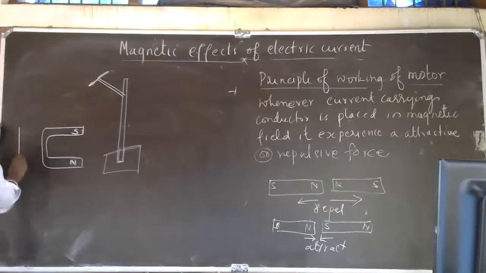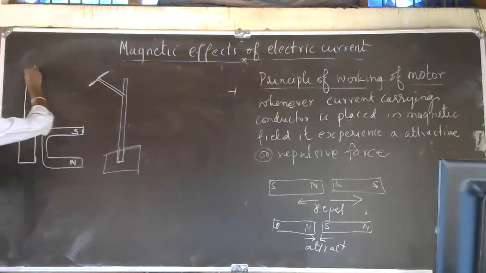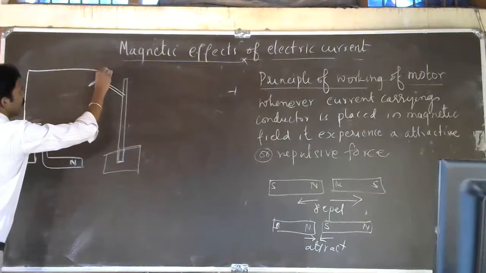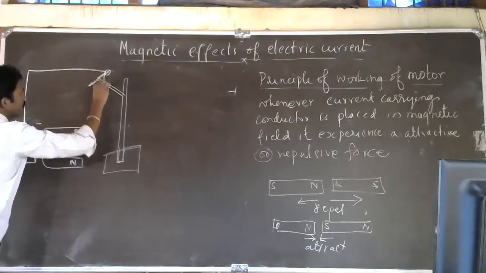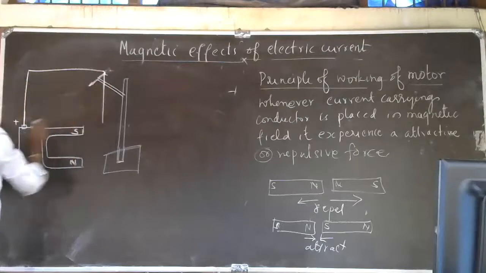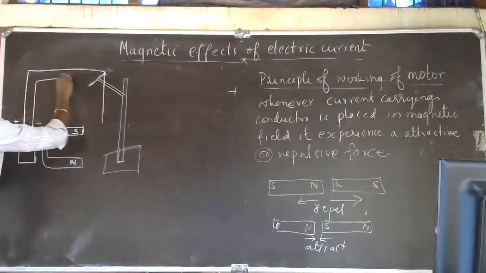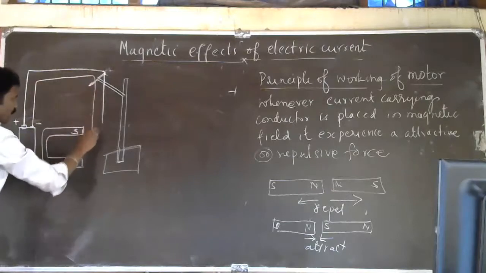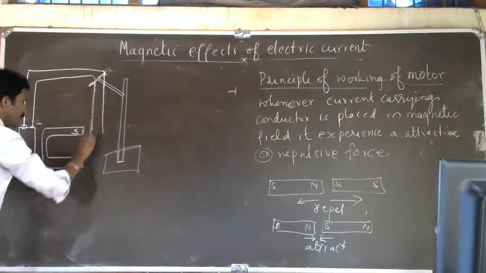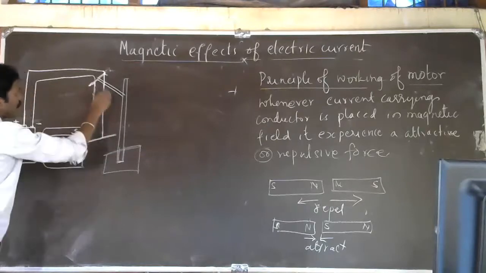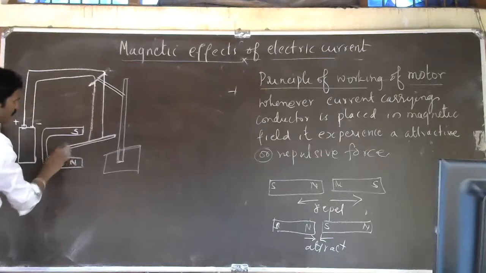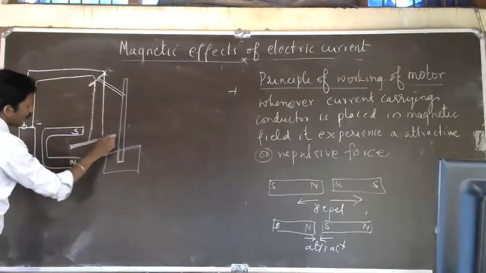Then we have to take a battery. This is positive, this is negative. One wire is connected to the positive terminal and taken to the stand. Then from the negative end of the battery, one more wire is taken to the stand for support. Both ends of the wire are connected to a metallic rod. This also acts as a conductor.